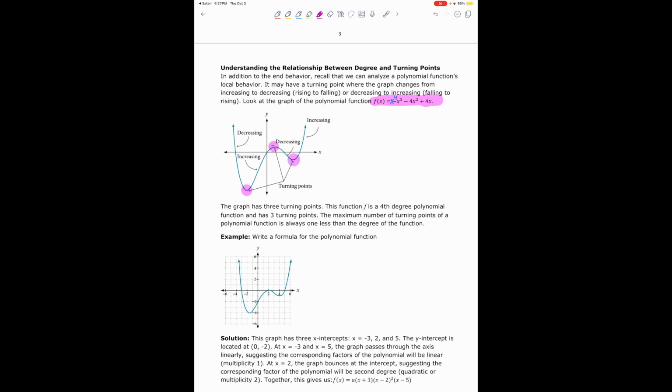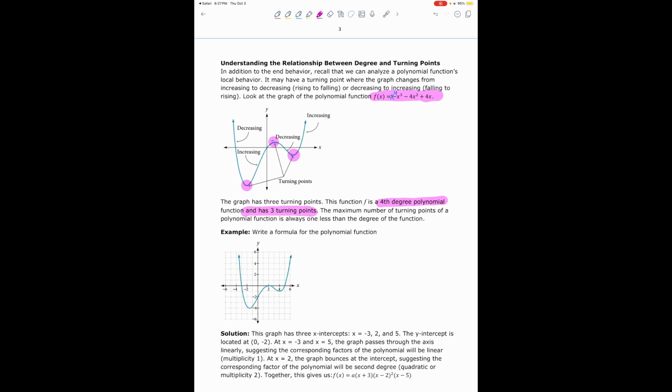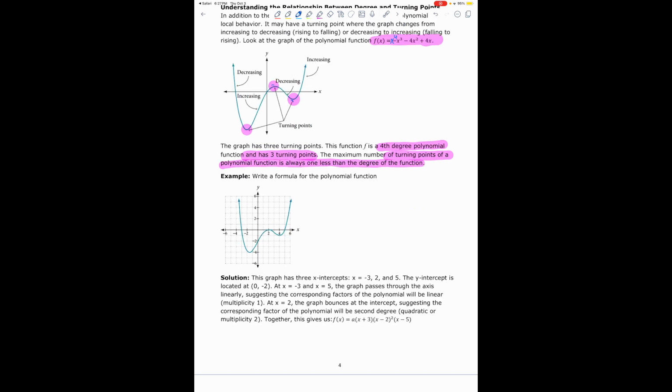This function f is a fourth degree polynomial, and it has three turning points. The maximum number of turning points of a polynomial function is always one less than the degree of the function, just like we learned previously. So from the degree of the polynomial, we can find the number of turning points. If we have the number of turning points, we can determine the degree of the polynomial. So here is our first example.